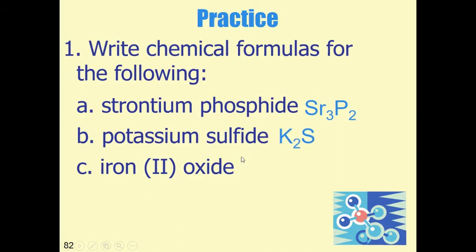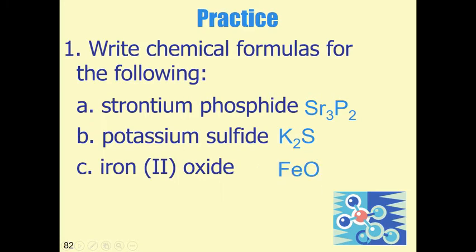For potassium sulfide, potassium has a charge of +1. Sulfur has a charge of -2. You need 2 potassiums so you can make your charges equal. You get K2S. Iron(II) oxide. Iron has a charge of +2. Oxygen has a charge of -2. This iron has a charge of +2 because of this 2 in parentheses, the Roman numeral. That's the charge of iron. So you have an iron with a +2, an oxygen with a -2. They are already balanced, so you have 1 iron and 1 oxygen.